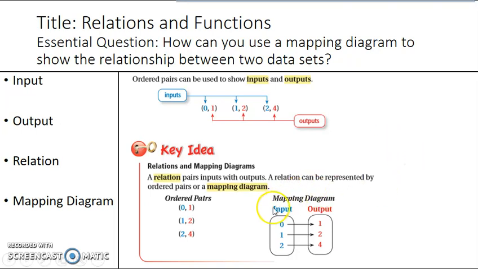It looks like a table. Here's your list of inputs. Here's your list of outputs. The only difference is you circle them and make an arrow going to what the output is. 0 goes to 1, like this ordered pair here. 1 goes to 2, like this ordered pair here. 2 goes to 4, like that ordered pair there. Okay? Instead of a table, it has arrows.